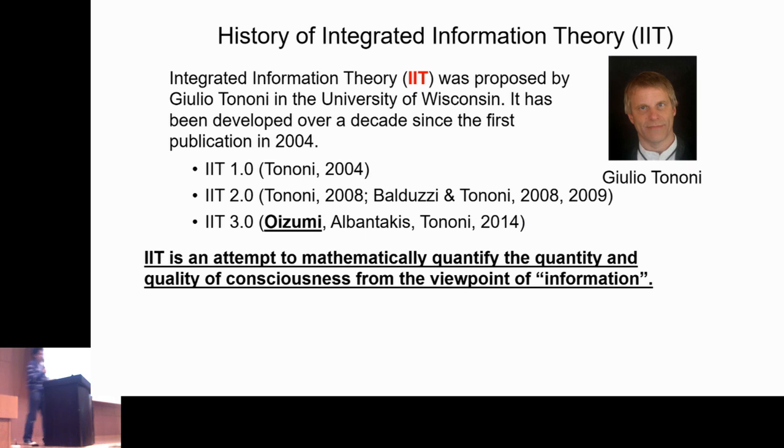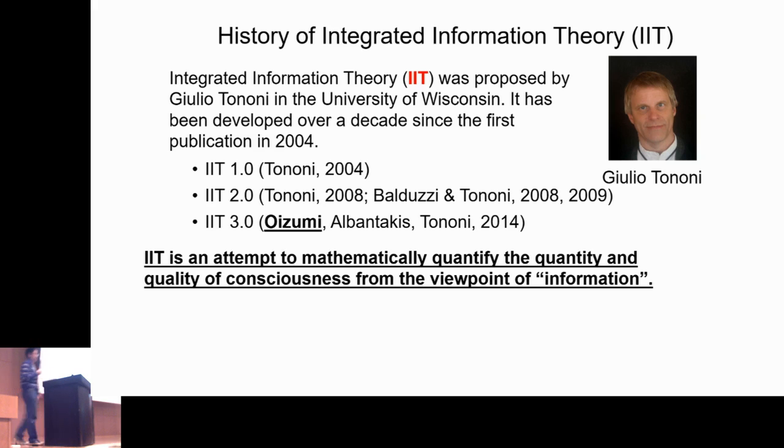So what is IIT? This is just a brief history of integrated information theory, IIT. IIT was proposed by Giulio Tononi at the University of Wisconsin, and it has been developed over a decade since the first publication in 2004. The first version of this theory is now called IIT 1.0, and the next one IIT 2.0, and then the latest one is called IIT 3.0. And I'm the first author of this paper.